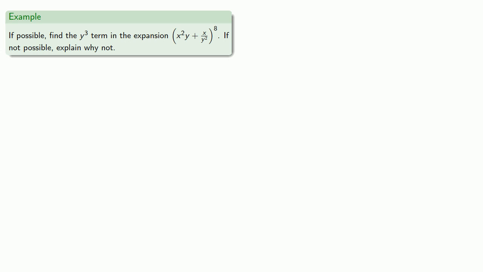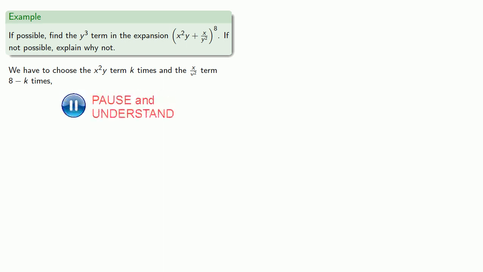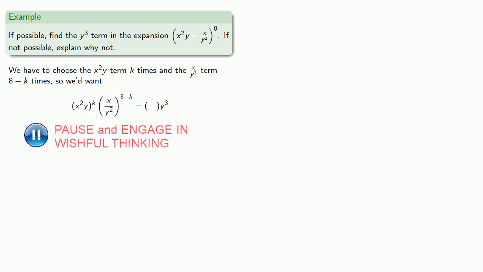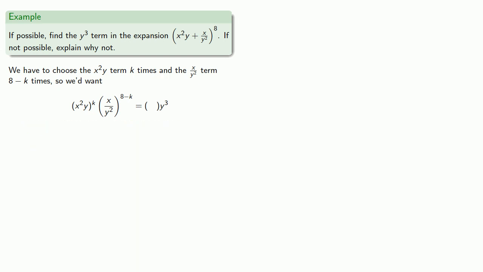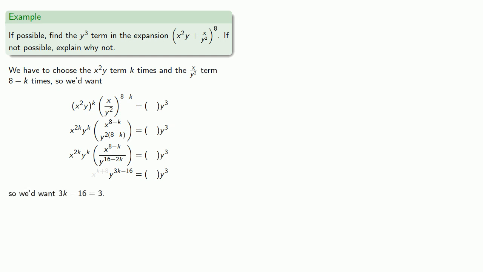So let's try to find our y cubed term in our expansion x squared y plus x divided by y squared to power 8. And maybe we can find it, maybe we can't. Let's see. So we have to choose x squared y some number of times, k times, and x divided by y squared the remaining 8 minus k times. So we'd want x squared y to power k times x divided by y squared to power 8 minus k to be something, y cubed. And we'll do a little bit of algebraic simplification. And we don't actually care about the power on x, because this y cubed term could include factors of x that we don't really keep track of, but we do want to make sure that the exponent on y is equal to 3. And so we'd want 3k minus 16 to be equal to 3.